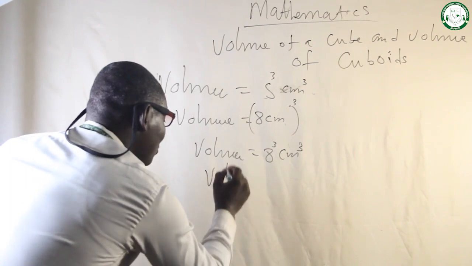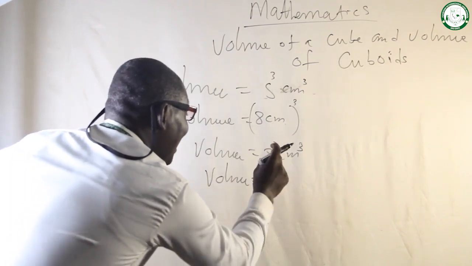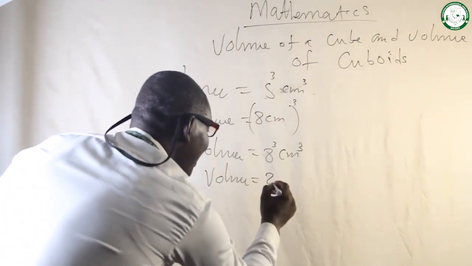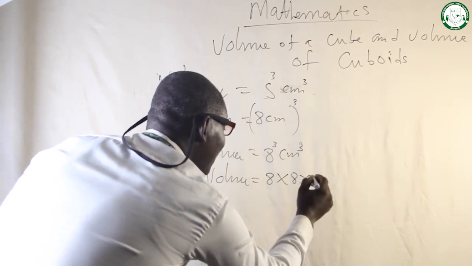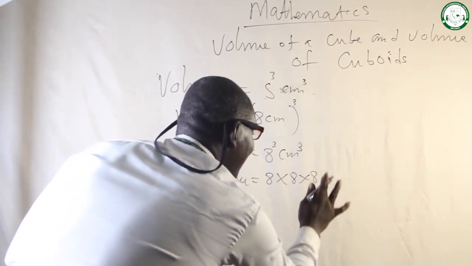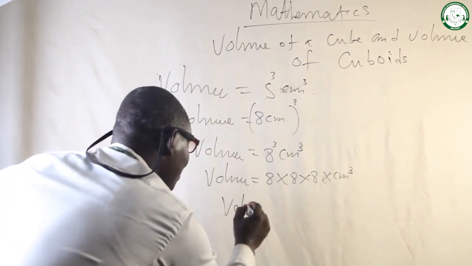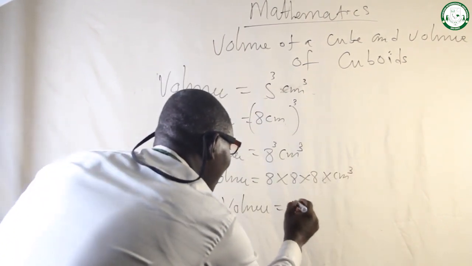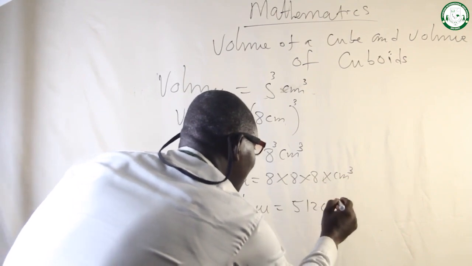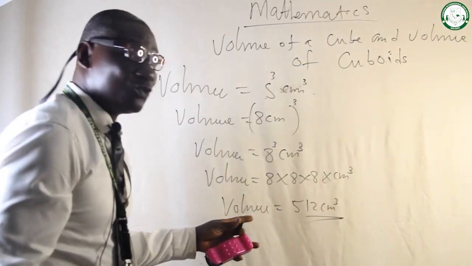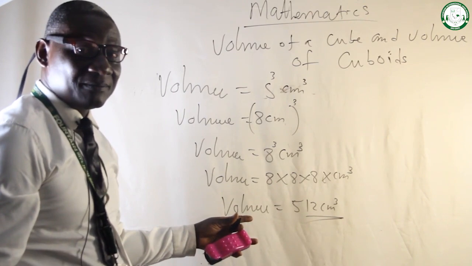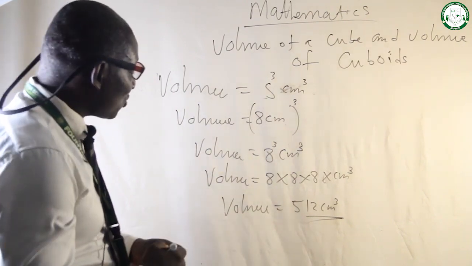Therefore, we have the volume to be 8 in 3 places: 8 multiplied by 8 multiplied by 8, multiplied by centimeter cube. Therefore, we have the volume to be 512 centimeter cube. Now, this is the volume of the cube.